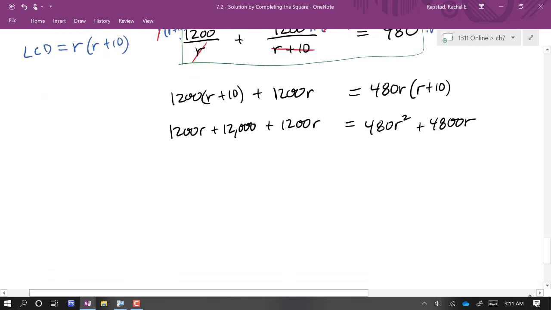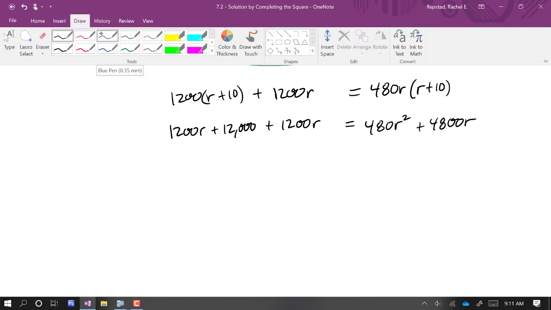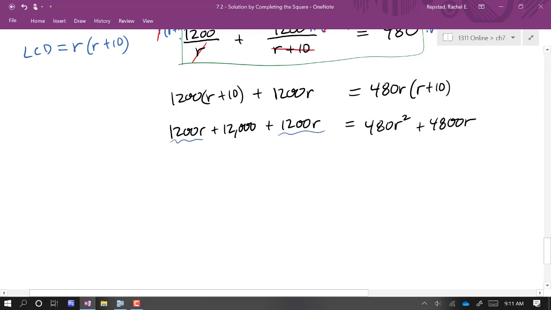Let's solve this. I want to get everything on one side except for the constant. I want the constant by itself. And I think maybe what I'll do is start by combining these like terms here. So we've got 2400r plus 12,000 equals 480r squared plus 4800r. Now I'm going to subtract 2400r from both sides.